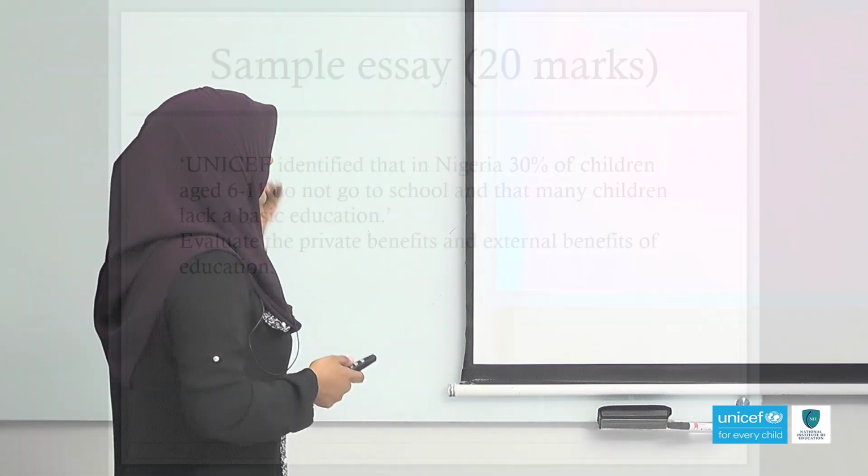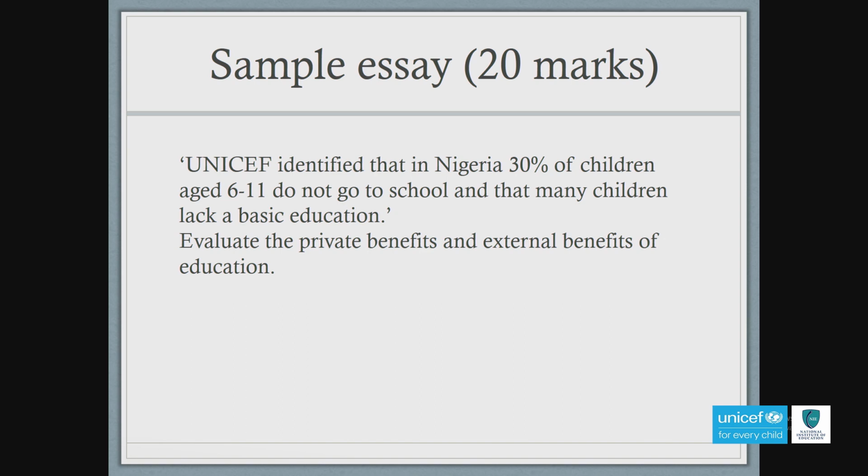As I mentioned, in today's class I will mainly be identifying how to answer a 20-mark question related to externality. As an example of this question, it is given that UNICEF identified that in Nigeria, 30% of children aged 6 to 11 do not go to school, and that many children lack a basic education. Evaluate the private benefits and external benefits of education.